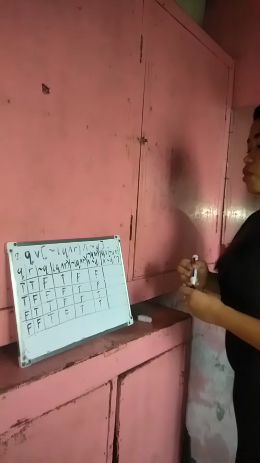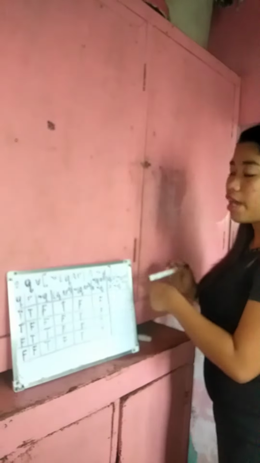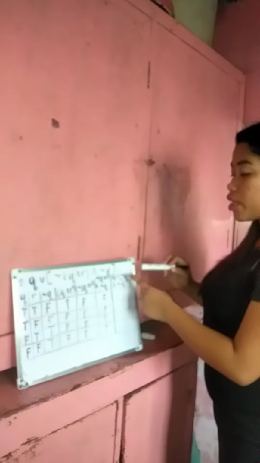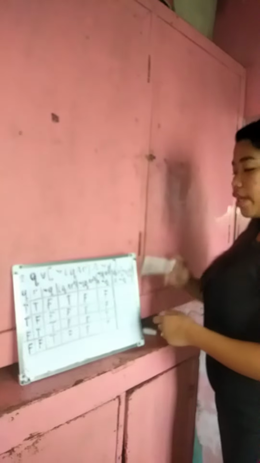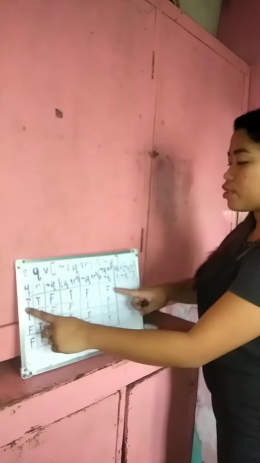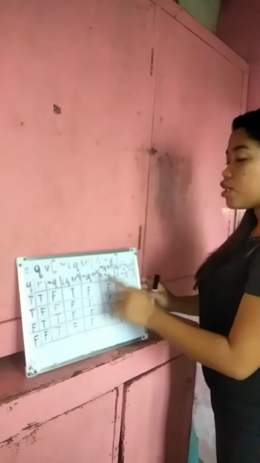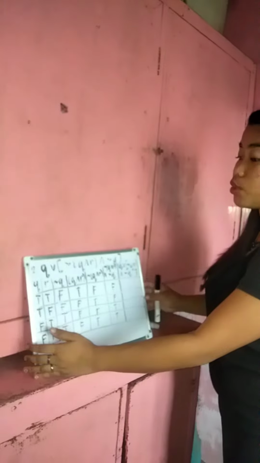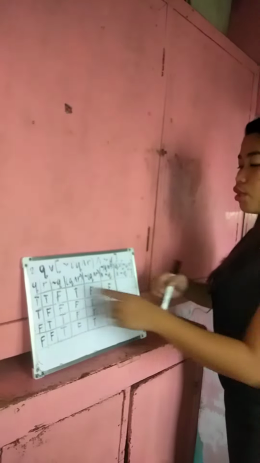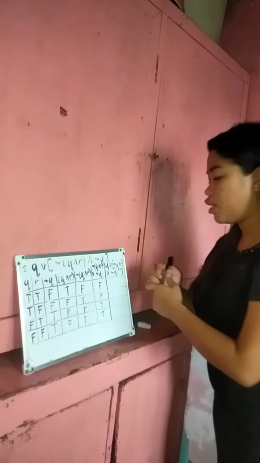So since we're done with that, let's have the entire statement. So let's find Q or negation of Q and R and negation of Q. Let's focus on this one and this one. Since this is the symbol of or, at least one statement is true, so the entire statement will be true. So this one has a true, so this would be true.